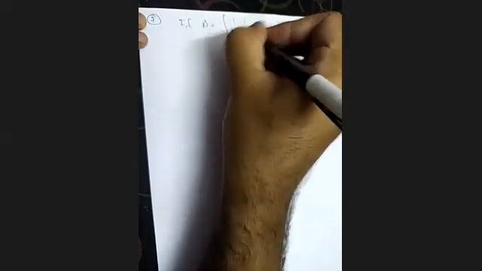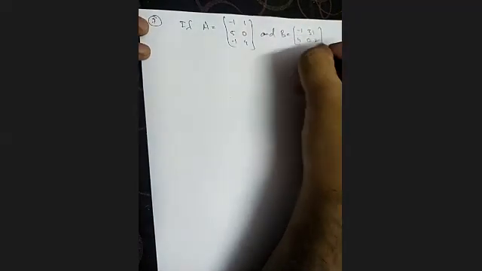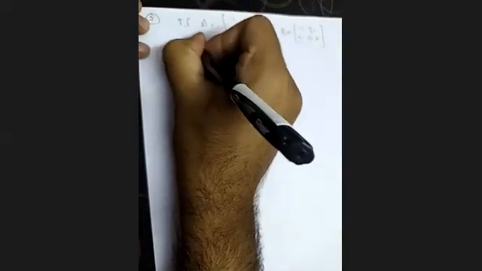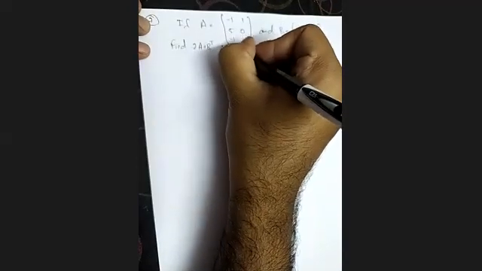If A is equal to minus 1 1 5 0 minus 1 4, okay, and B is equal to minus 1 3 1 4 0 2, then find 2A plus B transpose and 3B transpose minus A.